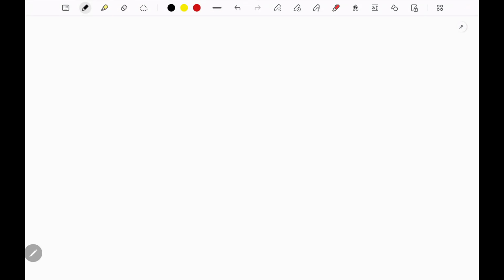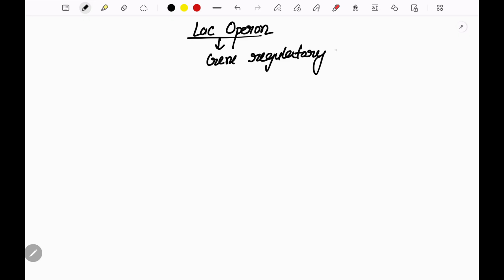Good morning. Today we will study about Lac Operon. So basically, what is Lac Operon? It's a gene regulatory system present in E. coli, Escherichia coli bacteria.